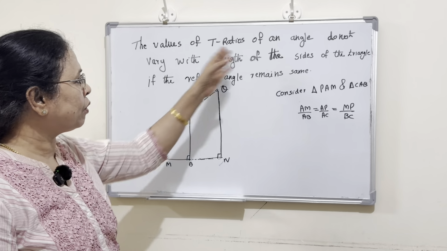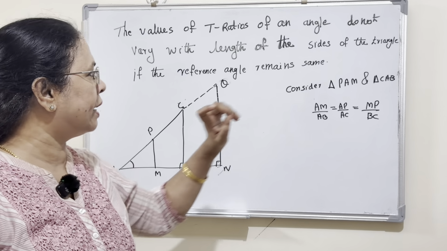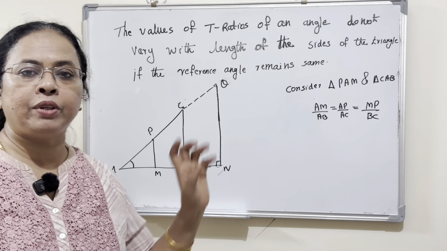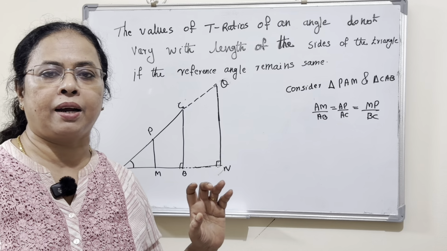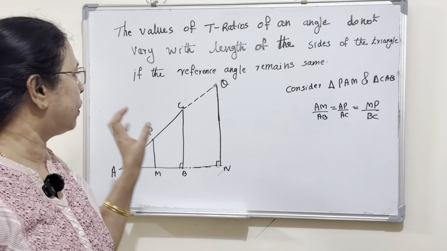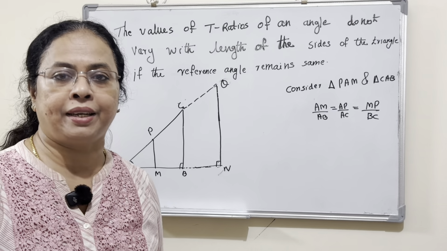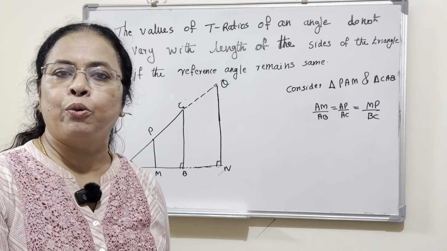So the trigonometric ratios of an acute angle do not vary with the length of the sides of the triangle. If you increase the length of the sides of the triangle, accordingly the values of the trigonometric ratio will not vary. How can you prove it?